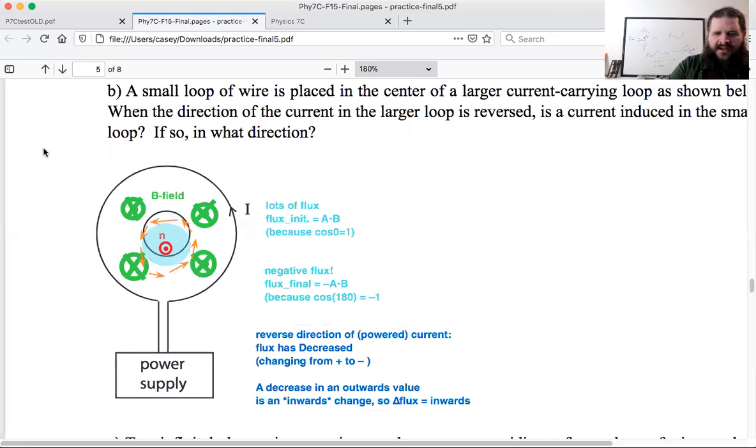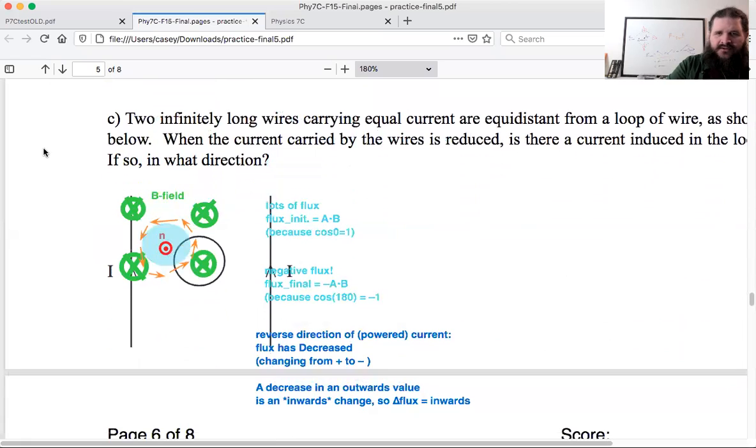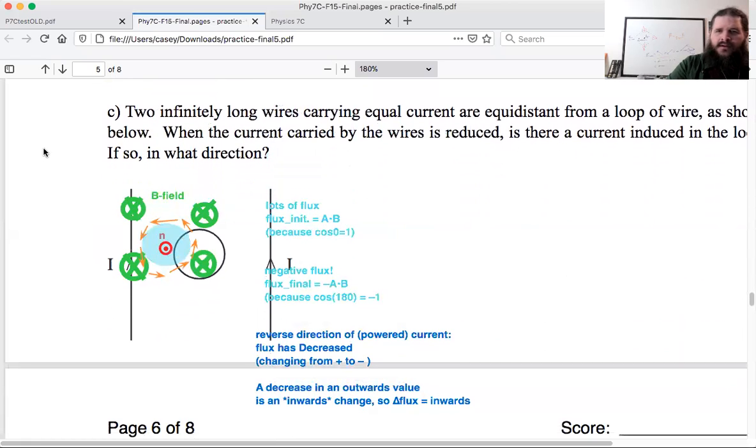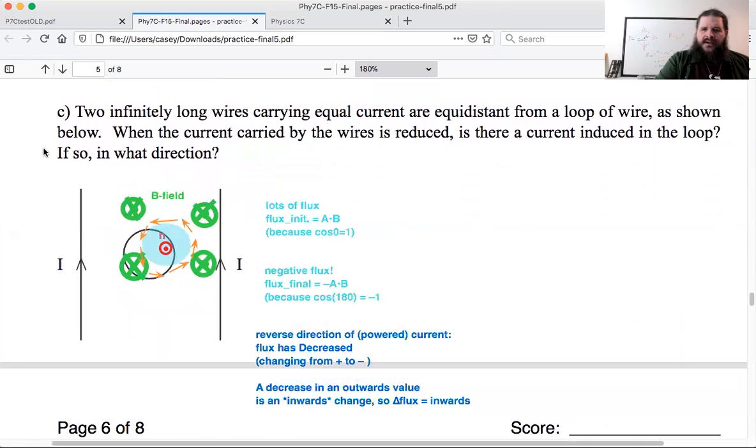Okay, let's take a look at C and look at how that's different. So we have two infinitely long wires, and we're making the current weaker.